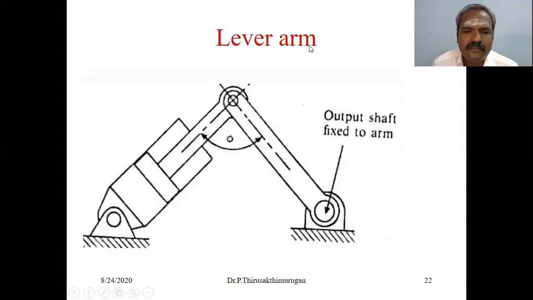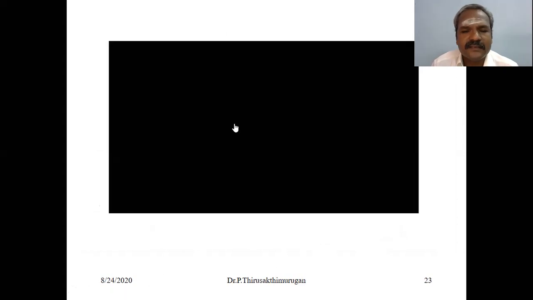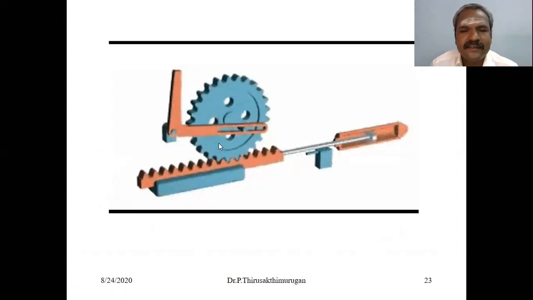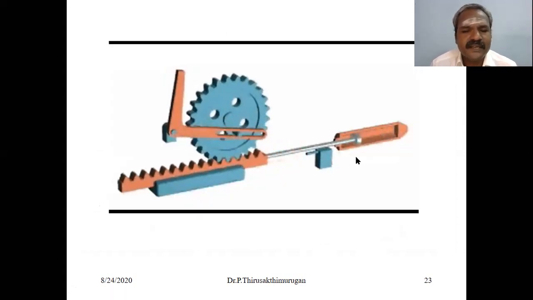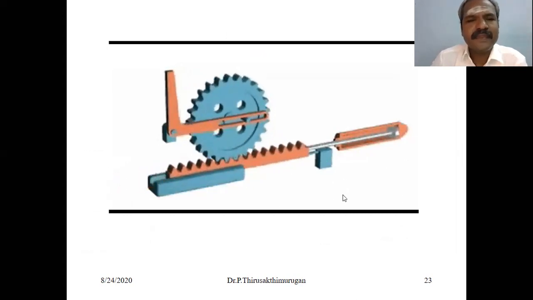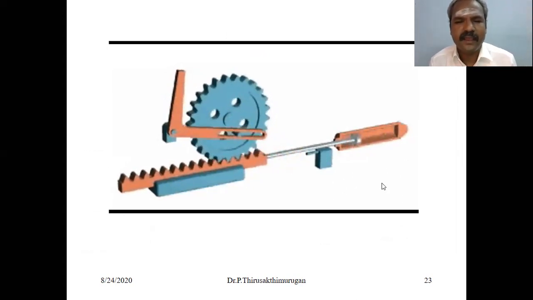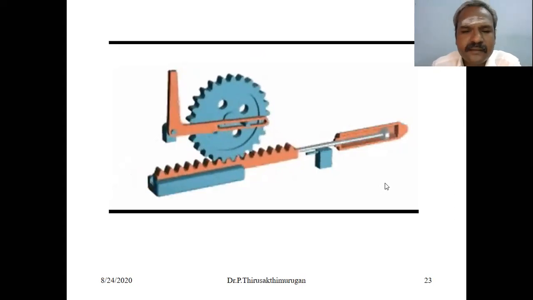This is a lever arm, with the output shaft arm connected here. This and this are both fixed. By moving this piston and ram up and down, this will make a rotational movement. This is an example of a gear with the ram, piston and ram. So gear, rack and pinion. This is rack and pinion movement.